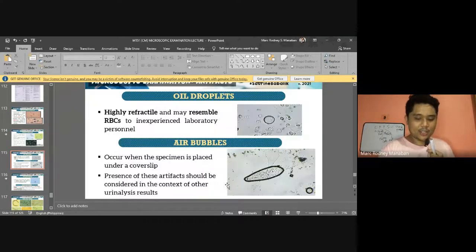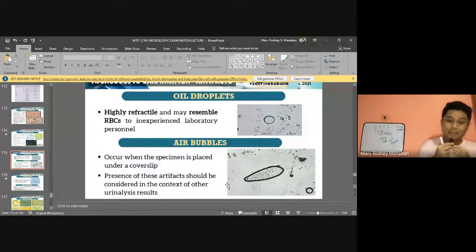starch granules. Next, of course, oil droplets in cases na makontaminate lang sa immersion oil, no? Wala ni mo nagilimpiyuhan before ka nag-examine, imong microscope. Highly refractal, may resemble RBCs, pero pag shift mo sa fine adjustment na medyo murag mo sidlak siya, murag mo change siya o refractility. Air bubbles, of course, pagbutang sa cover slip, no? Ayan, you all know that, ilang appearance. It may resemble RBCs, alright? Highly refractal pa rin, but again, artifact.